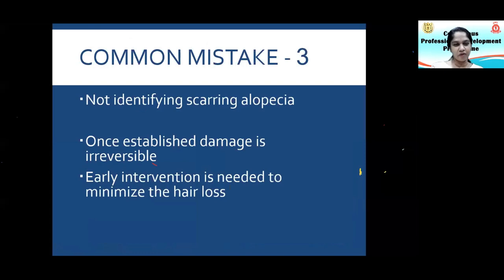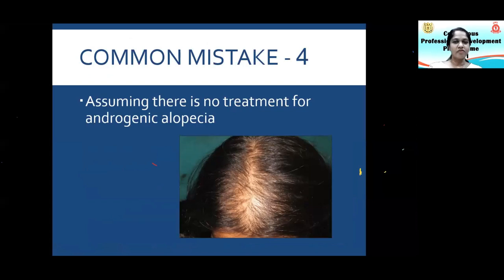Then we come to mistake number four. And I think this is just for information. That is assuming there's no treatment for androgenic alopecia. So we should be educated to treat our patients and to direct them. Now, most of the time, if androgenic alopecia, that is a normal balding process, is treated early with topical minoxidil, you can see excellent results.